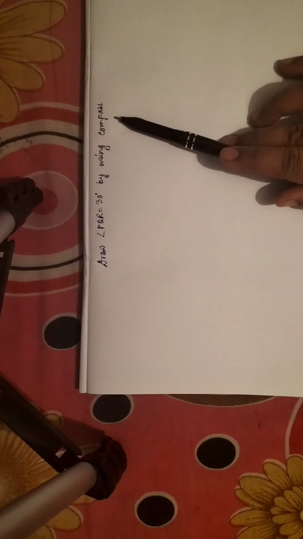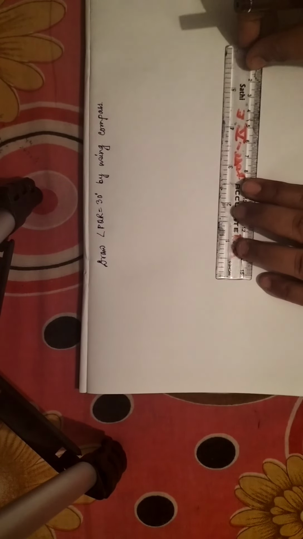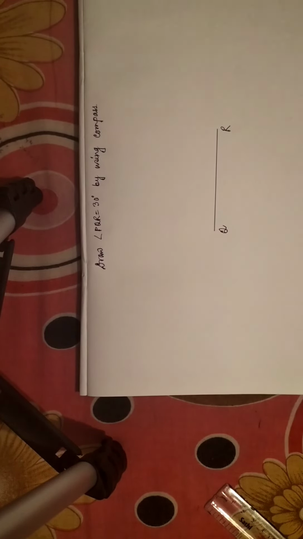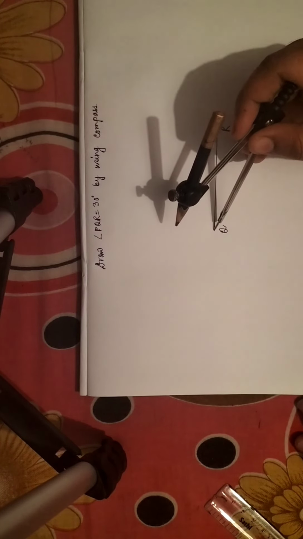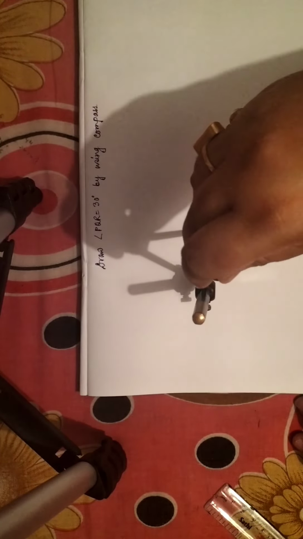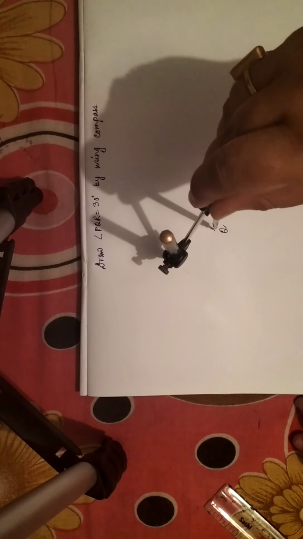Let's draw angle PQR equals to 30 degree by using compass, and obviously scale will be needed. So for this, first of all, the scale should be taken and a line segment of any arbitrary measurement should be taken, which will be considered as QR. That is one of the two arms of the angle. Now we have to take the compass and set any arbitrary radius. Now with this radius, taking Q as center, an arc is to be drawn.